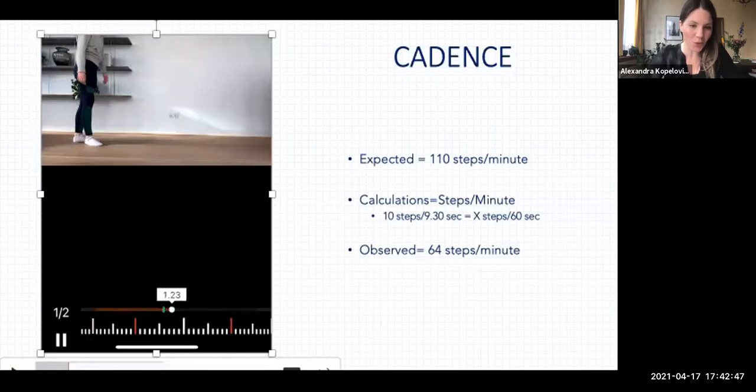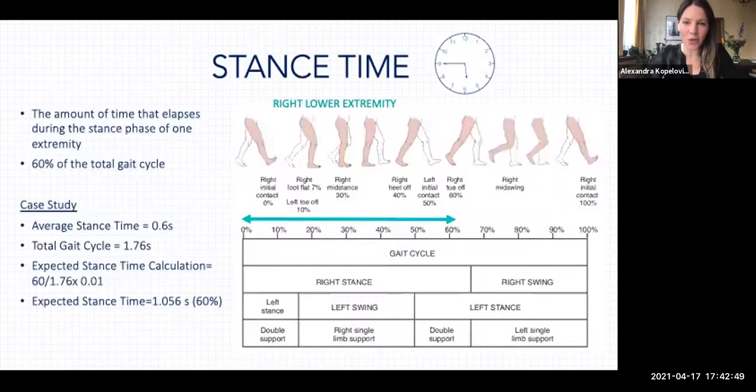Okay, let's go up to our next value, which is the stance time. This is our next variable, and stance time is something many of you are already familiar with. Stance time is the amount of time that elapses during stance of 1 lower extremity. It begins at 0% of our gait cycle and ends at 60% of our gait cycle. So stance time is 60% of the total gait cycle, right? That's what we said initially.